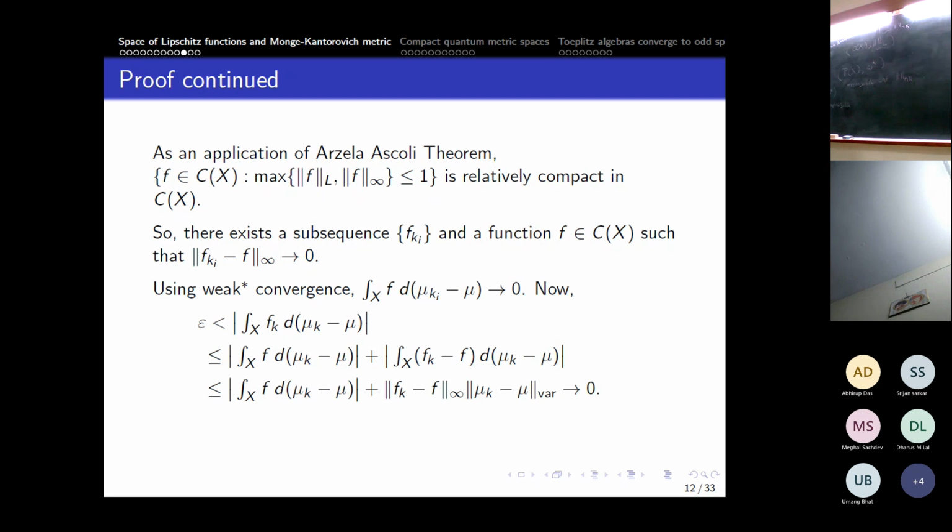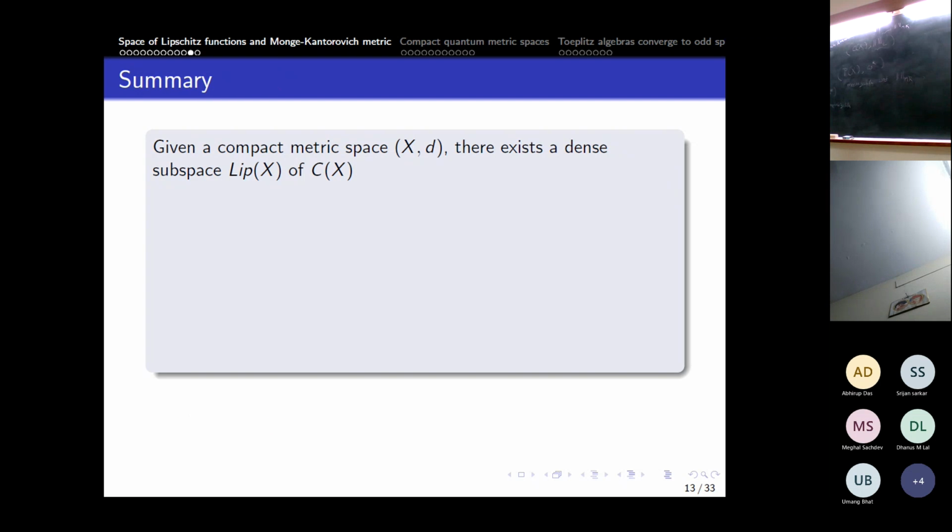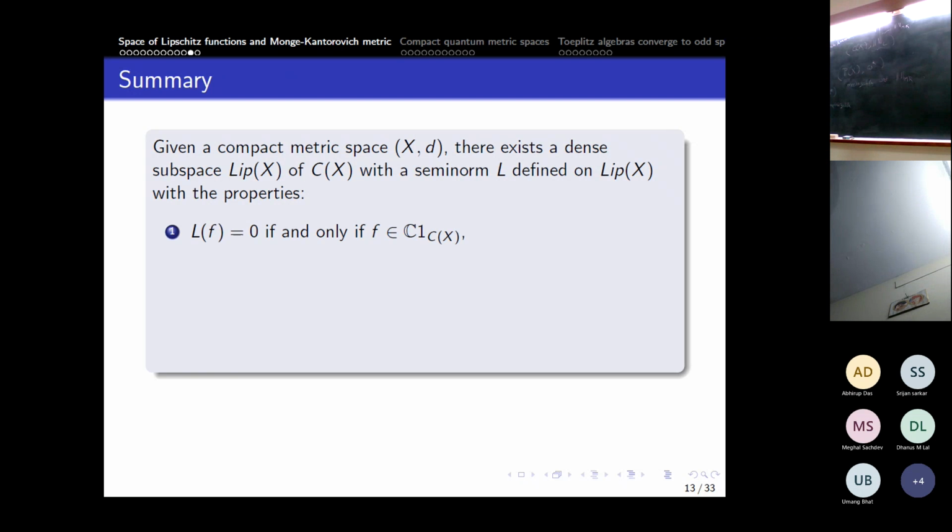if we have the space of probability measures with the weak star topology, then it's metrizable by our Monge-Kantorovich norm. So now let me summarize. We were given a compact metric space. There was a dense subspace, which was the space of Lipschitz functions. There was a seminorm L defined on Lx. The seminorm was such that L of f was 0 if and only if f is a constant function. Let me take one more thing, that L of f bar is equal to L of f, where f bar is just the conjugate of f. It's very easy to say the Lipschitz norm will be the same.